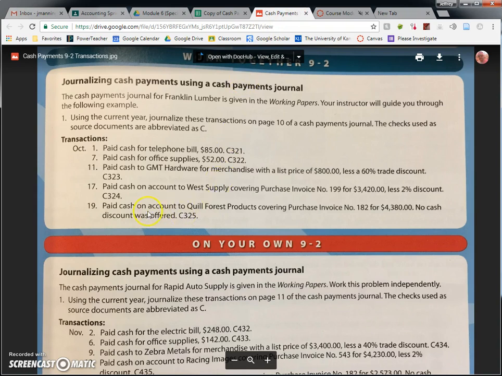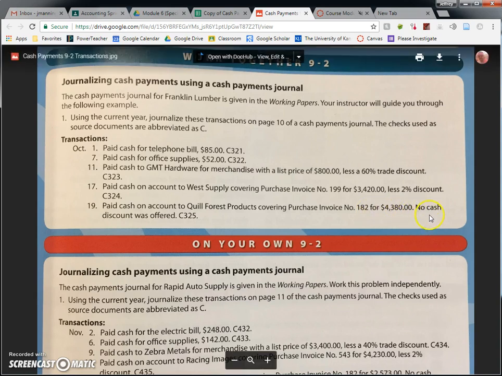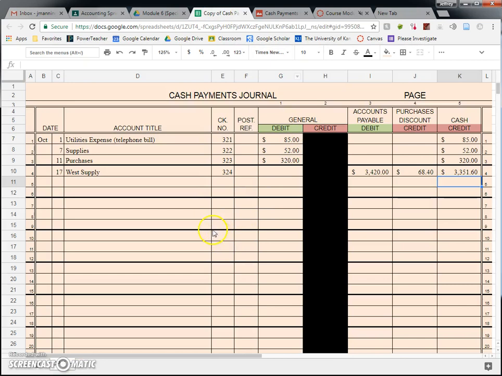Okay, last one. Paid cash on account to Quill Forest Products, covering invoice number 182, $4,380, no cash discount. Oh, too bad. So, the 19th, Quill Forest Products, $4,380. We're paying them back for what we originally owed them. So $4,380. No discount this time. So our cash credit is also $4,380. And we are done.